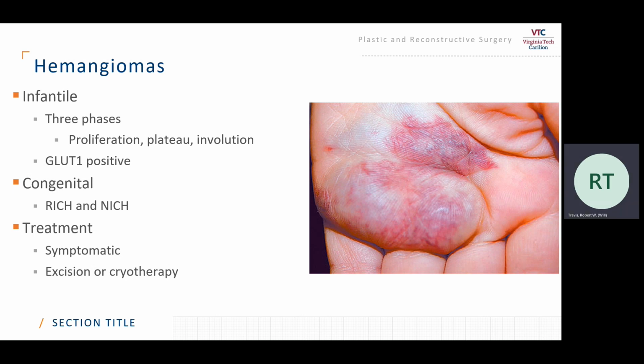Workup for these, you can get an MRI, which can help differentiate these from an arteriovenous malformation. And then treatments, majority of these will spontaneously involute without treatment. Typically, treatment is reserved for symptomatic cases in which patients may have ulcerations, infections, bleeding, or for psychosocial factors. And this is best treated with excision or cryotherapy.